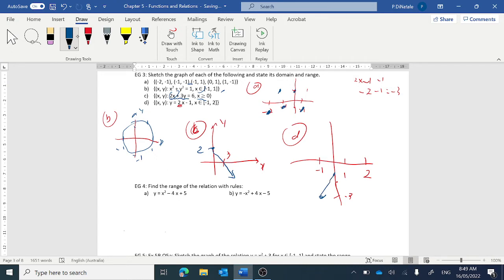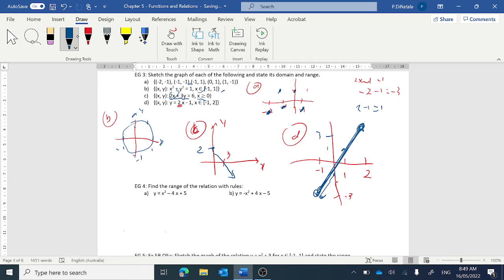And then when you put x equals 1, you're going to get 2 minus 1, so 1. So up here, when x is 2, 4 minus 1, which is 3. So 1, 3 there, and we get this straight line like this. And it stops, because these ones only go from there.